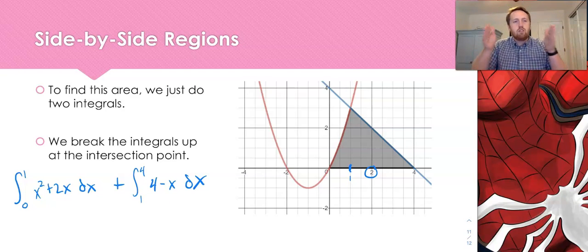So when you have two regions that are sitting next to each other, not like it's two functions on top of each other, just break it up into two different integrals. It's not top minus bottom with that. I'm not going to actually do that integral out. I think you could figure it out. Just antiderivatives. It shouldn't be too bad. But yeah, that's the end of this video.